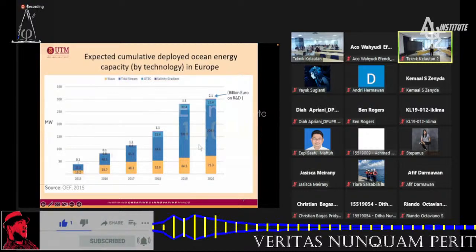But if we keep on increasing, 2020, the big chunk is from using the tidal current. So that is the tidal shift. So there is a big potential with the tidal.